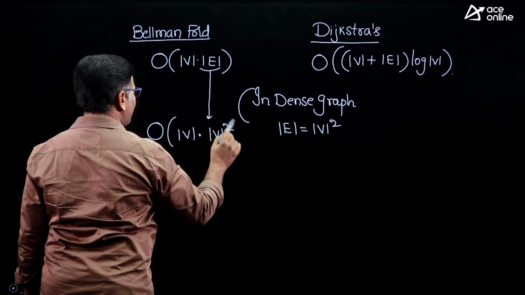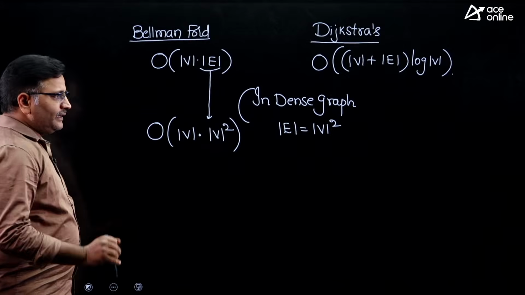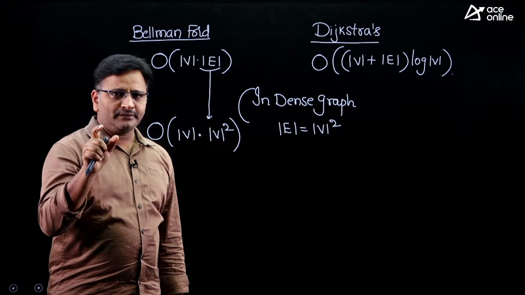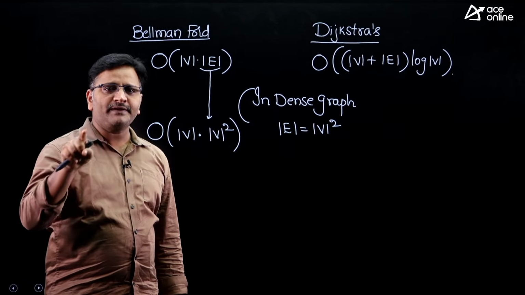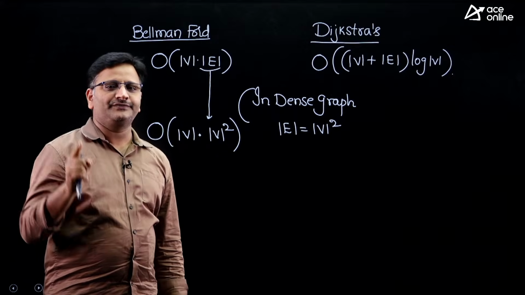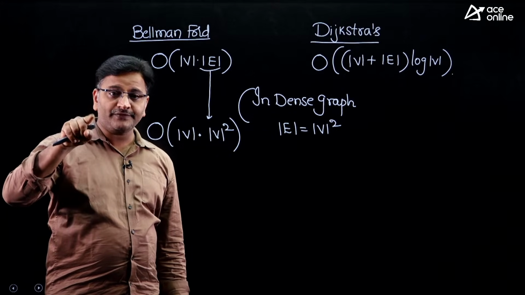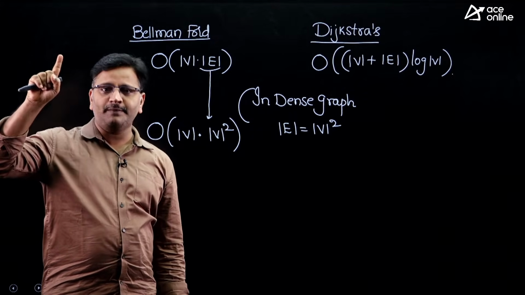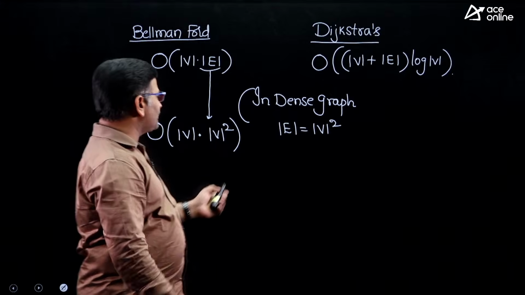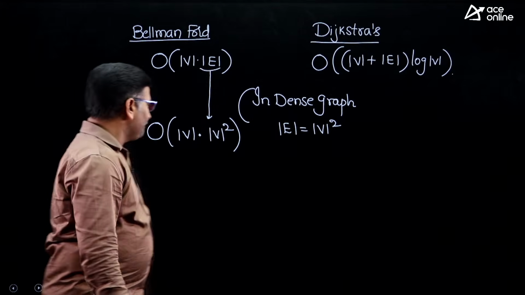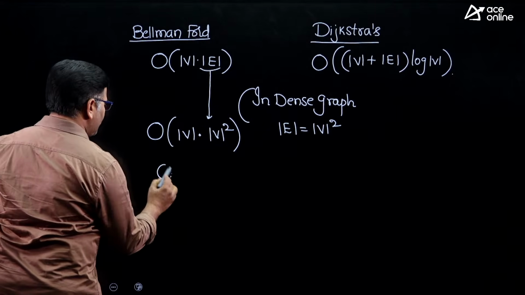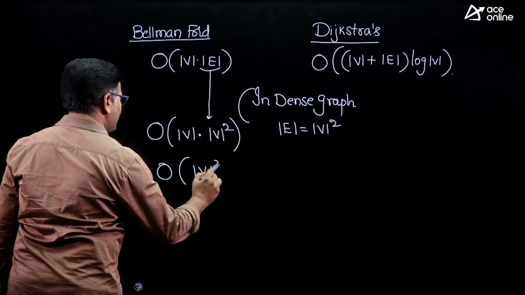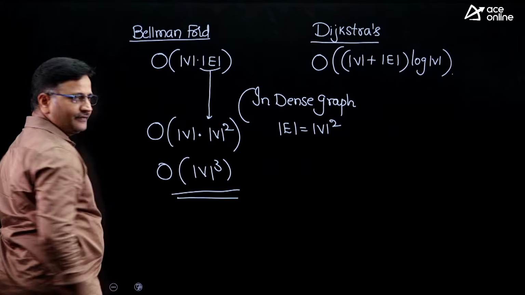Do you know why I selected this question? In the GATE 2012 paper they asked the time complexity of the Bellman-Ford algorithm for a complete graph. They asked about a complete graph, and that is the reason I took the same model question with a dense graph. So you can multiply here, order of V to the power of 3. This is the time complexity for a dense graph.